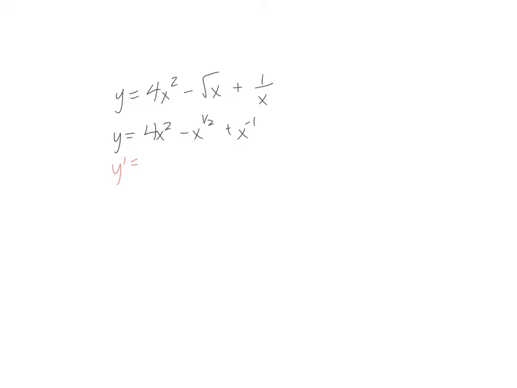Bring the 2 down, so we'd have 8x. For the second one, bring the half down, drop it to negative a half. And for the last one, bring the negative 1 down, drop it to negative 2. So remember, the power rule works by bringing the power down in front, dropping your power by 1, and then doing each term individually. Everything is good.